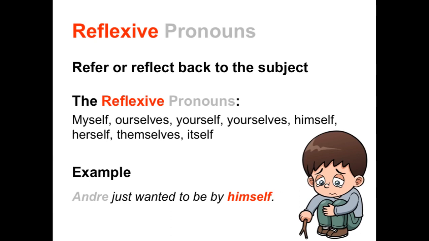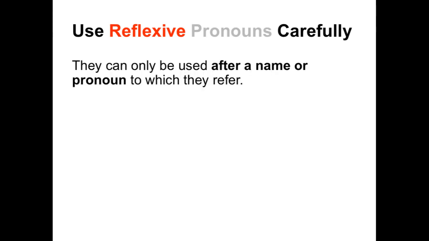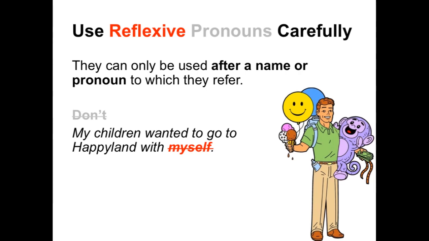So, reflexive pronouns are essential when we are referring back to the subject of the sentence or clause. We have to use reflexive pronouns carefully. Some people think that reflexive pronouns like myself are just an elevated or proper form of me or my, but they're not. They serve a specific grammatical function. Reflexive pronouns can only be used after the name or pronoun of the person to which they refer. Don't use reflexive pronouns like this: my children wanted to go to Happy Land with myself. The subject of the sentence here is children. Myself does not refer to children. It refers to the speaker. Therefore, myself is being used incorrectly. The speaker should be saying, my children wanted to go to Happy Land with me.